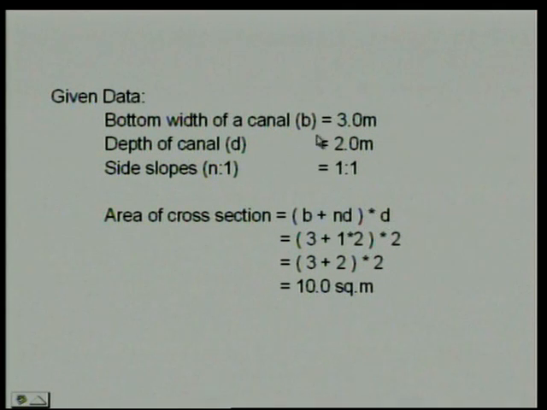The given data is the bottom width of the canal, the depth of the canal, and the side slopes. So, the area of cross section is nothing but b plus nd into d, where b is the width, n is the side slope, d is the depth of the canal in cutting. After substituting the above values from the given data, we can compute the required area for the cross section of a canal in cutting. This is how we compute the area of cross section for a road or a canal, either in cutting or in banking.